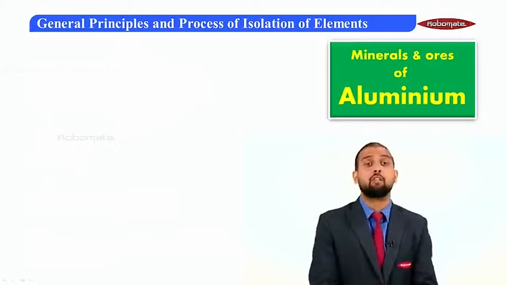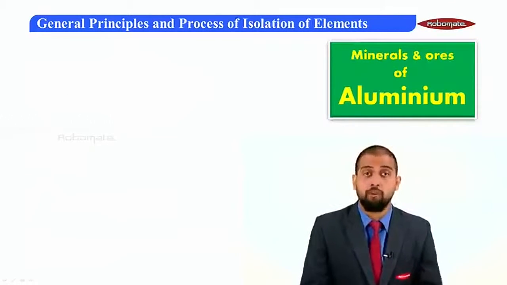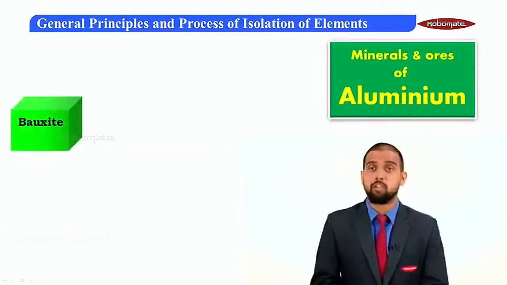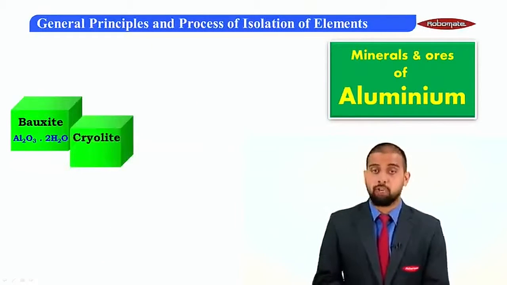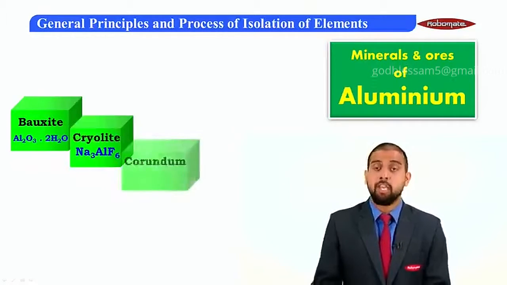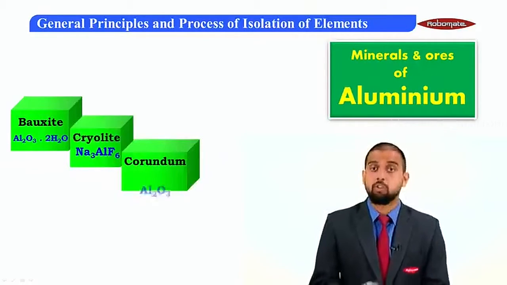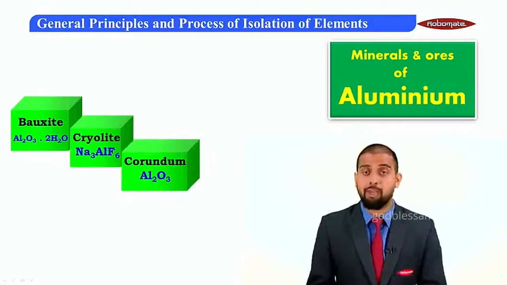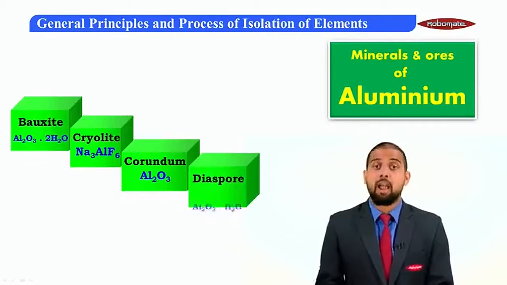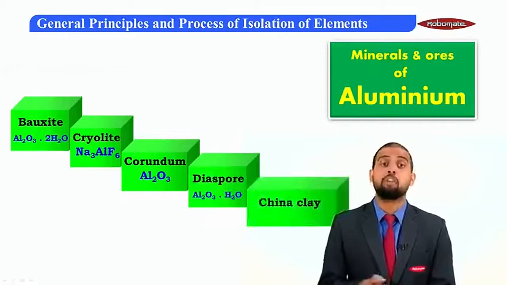So the first thing that we need to talk about is the minerals and ores of aluminium. Aluminium in nature can exist in several forms. It can exist in nature in the form of bauxite, which is an oxide form. It can be in the form of cryolite, which is Na3AlF6. It can also be in the form of corundum, which is also an oxide form having a molecular formula Al2O3. It can also exist in nature in the form of diaspore, and finally it can also be in the form of china clay.